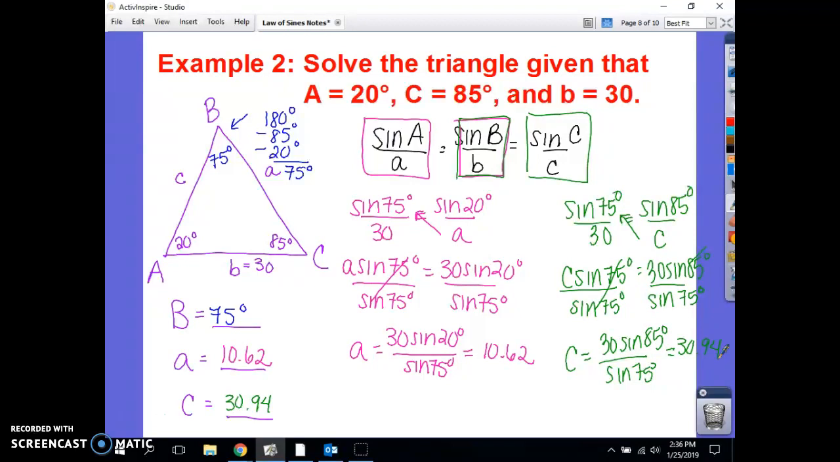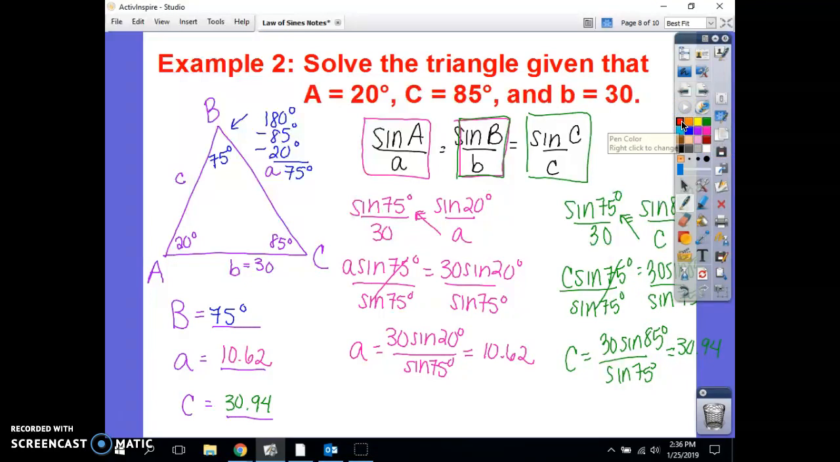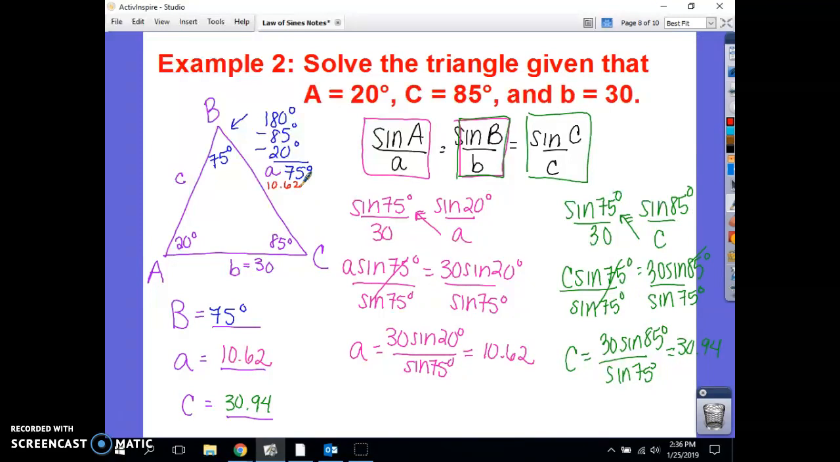Now, there's one thing I want you to take note of. If you were to fill these into your triangle and look that little a is 10.62 and little c is 30.94, a way to check your work is to look at your angles, and you need to know that the biggest side is across from the biggest angle and the smallest side is across from the smallest angle. So you will notice that the biggest angle being 85 is across from the biggest side being 30.94. And then the smallest angle is 20, and it's across from the smallest side being 10.62. This is just a great way to check your work and make sure that you've done everything correctly. So that's it, and that is the law of sines.